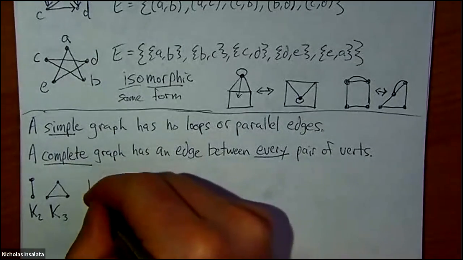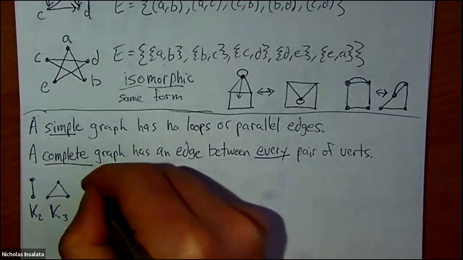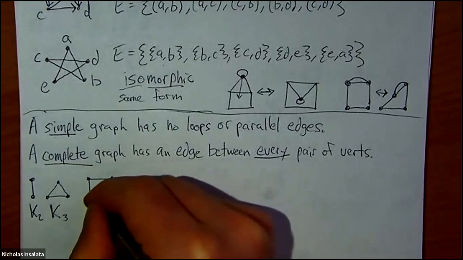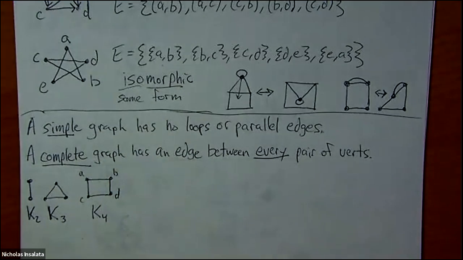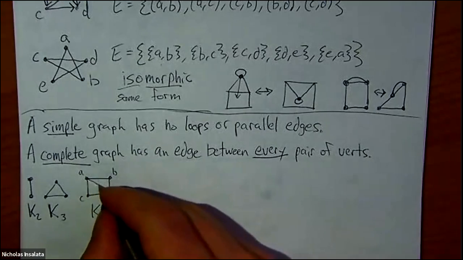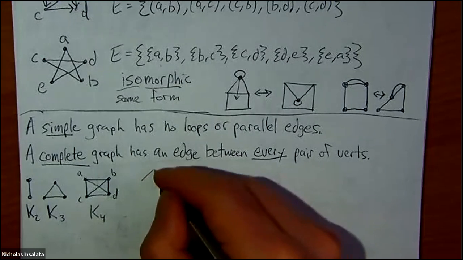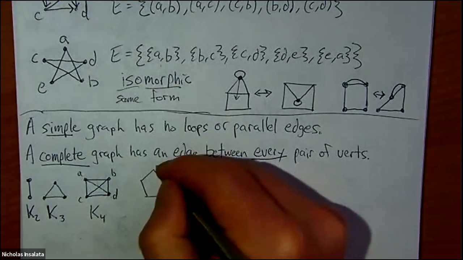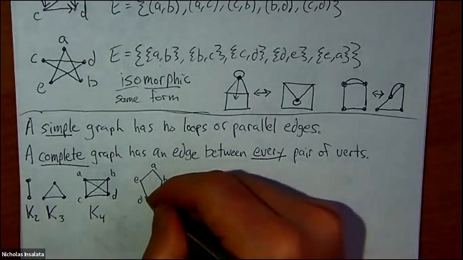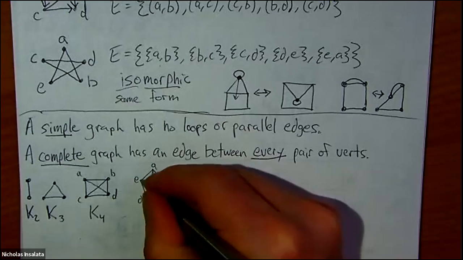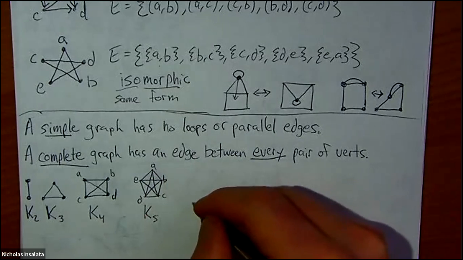Right? Let's try K4. Okay, so what am I missing here? Got A, B, C, and D. Yeah, the X, the diagonals in the middle. A, D, and B, C need to go in. Very good. Okay, what about K5? A star goes in the middle. Very nice. Okay, there's K5.